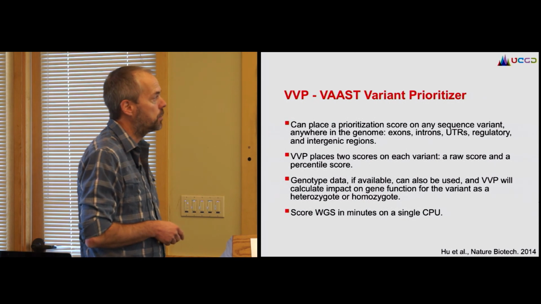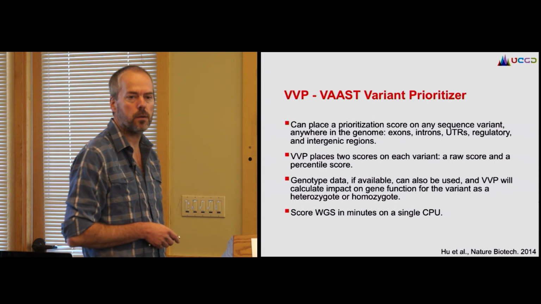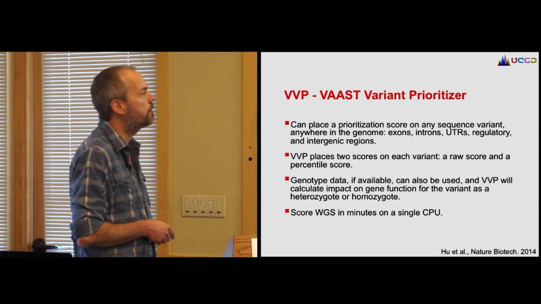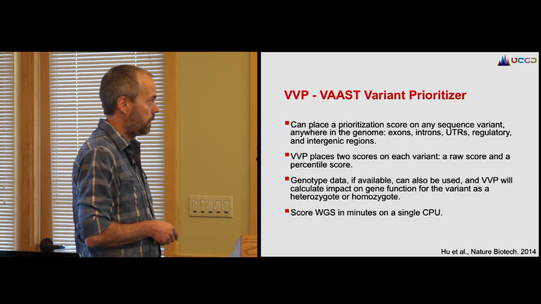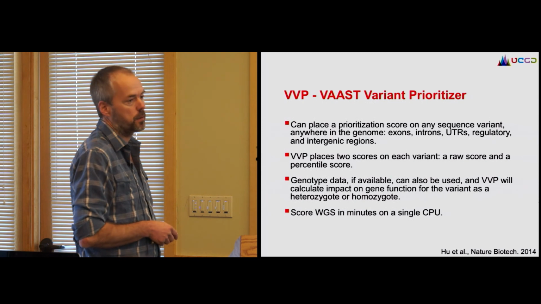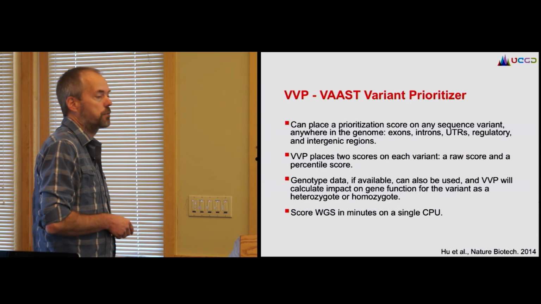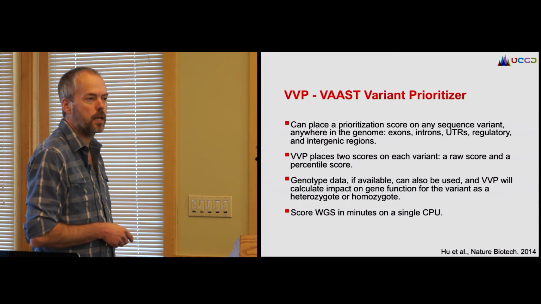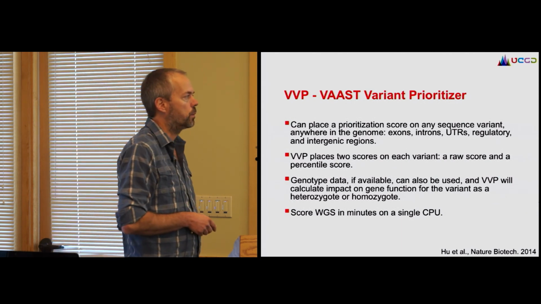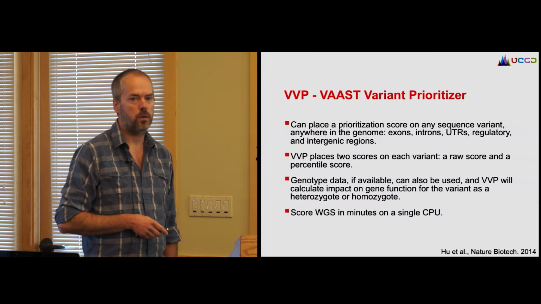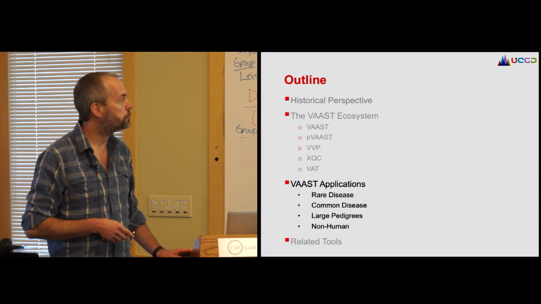Genotype data, if it's available, you can just score a file like dbSNP or ClinVar with no genotypes provided at all, if you want to do that. But if you have genotypes available, VVP will also calculate the impact on the gene function based on whether the site that you're scoring is heterozygote or homozygote. And it's just really fast. That's its biggest advantage over the traditional VAAST: it can score an entire whole genome sequence in a matter of a few minutes on a single core on your laptop, whereas VAAST runs can take quite a bit longer than that, a full VAAST run.